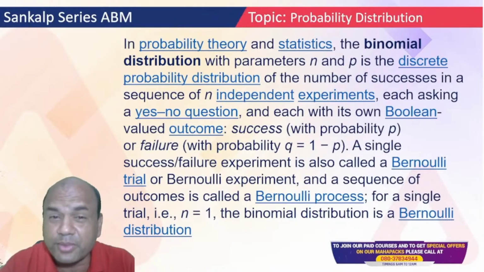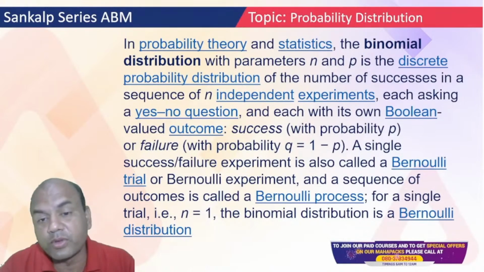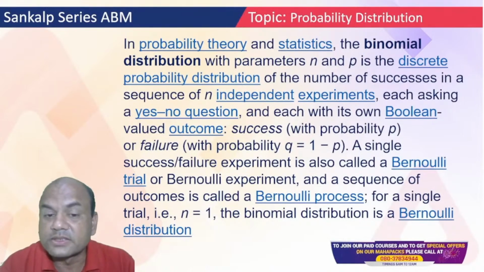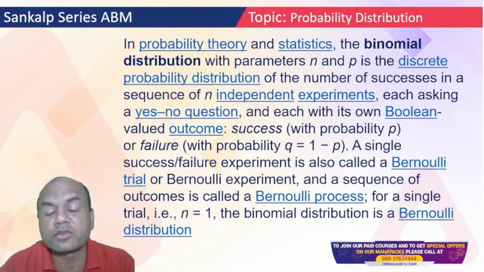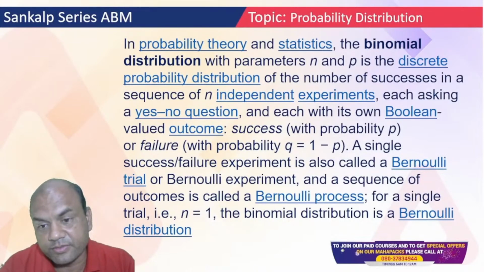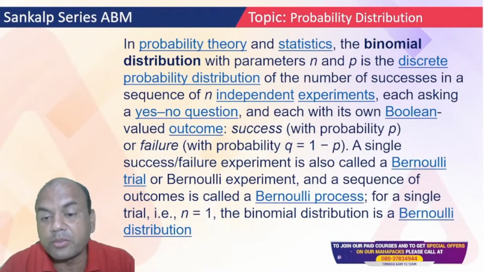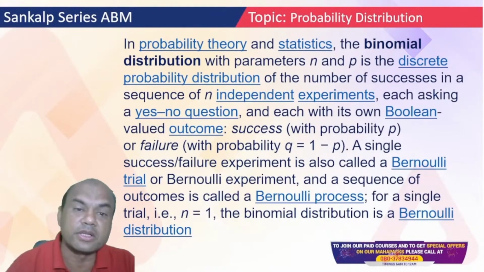My God, such a big definition, isn't it? Success P and failure Q, 1 minus P. A single success or failure experiment is called a Bernoulli experiment, and a sequence of outcomes is called a Bernoulli process. For a single trial, that is n equal to 1, the binomial distribution is the Bernoulli distribution.